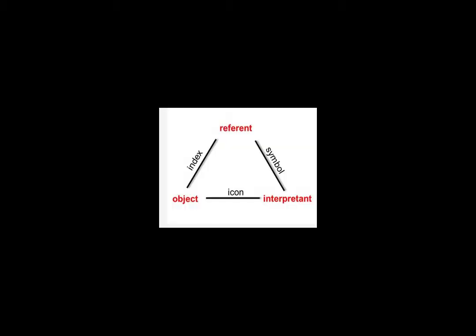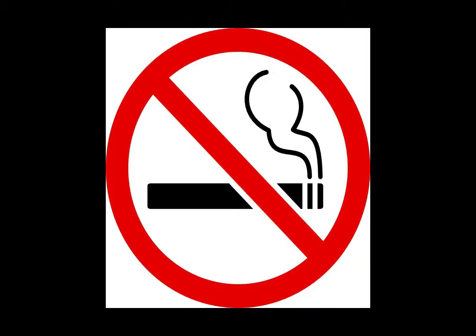Another important pioneer in semiotics is American philosopher Charles Peirce. He identified three different types of significations. Firstly is an iconic sign. An iconic sign is one that bears a resemblance to that which it represents, like a no-smoking sign. It reminds you of a crucial message that you are not allowed to smoke in that particular area.